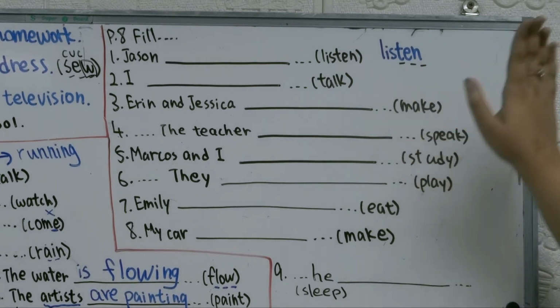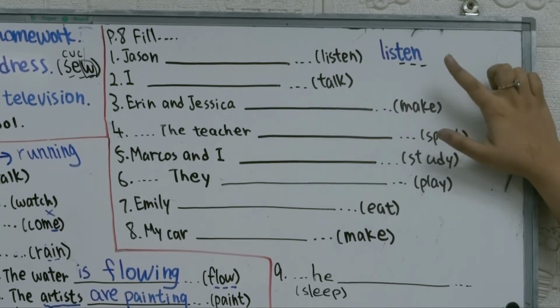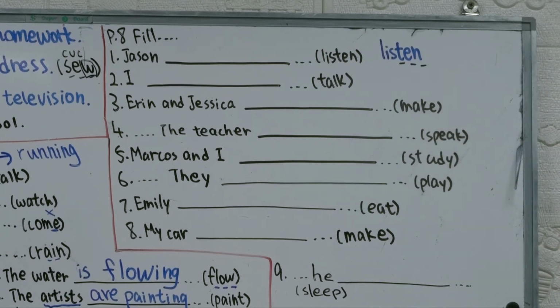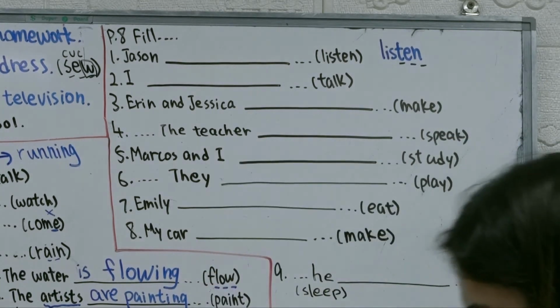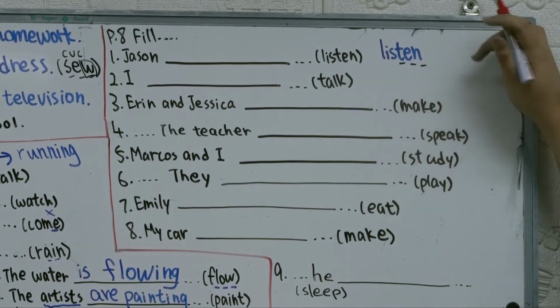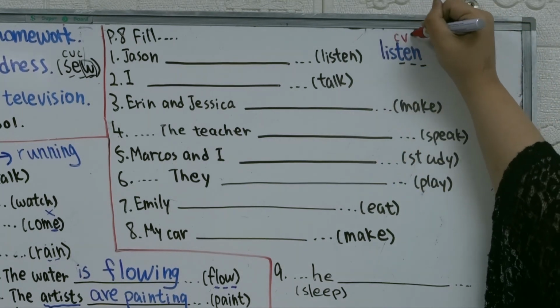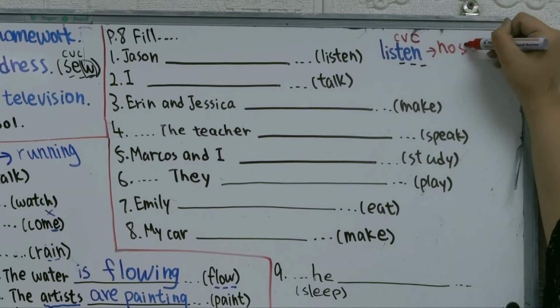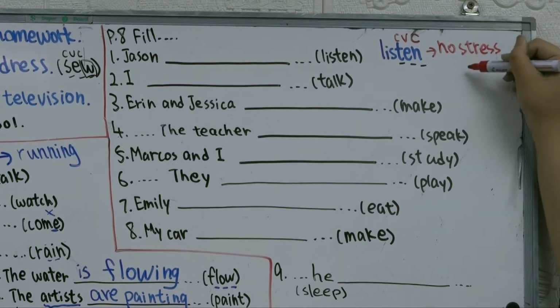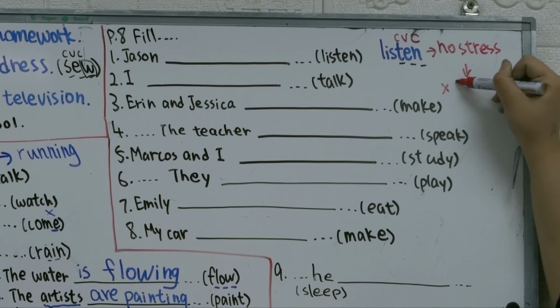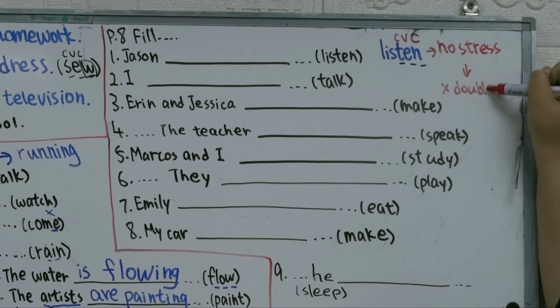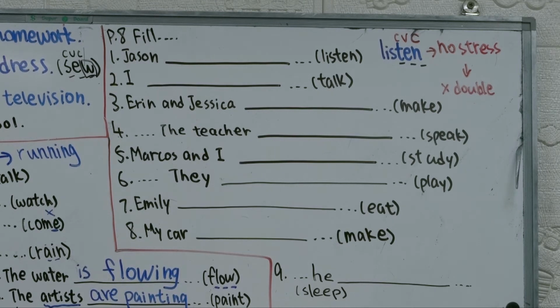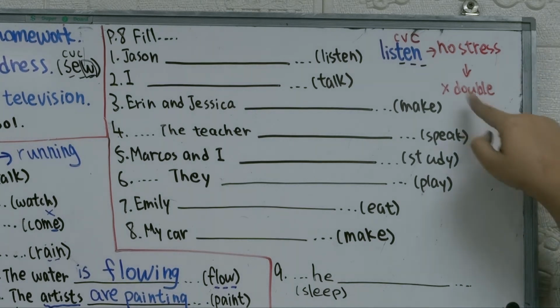So that's why we do not have to double N, okay? Because here is the verb with no stress. A consonant, vowel, consonant word, CVC word with no stress. We do not have to double the last consonant, all right? So that's why we don't have to double N.